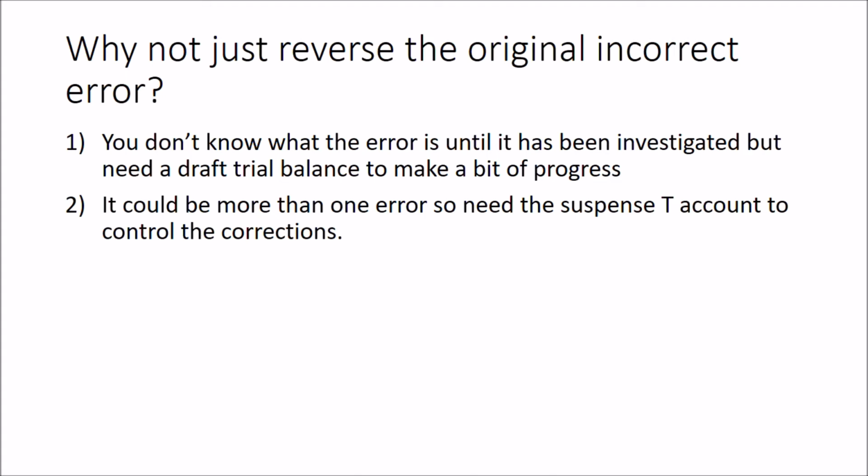Really. So it could also be more than one error as well. So you need the suspense T account to control all the corrections. So that's why we run with this rather than just find the original error and then reverse it. Well, because actually that requires time, and we don't have that time.